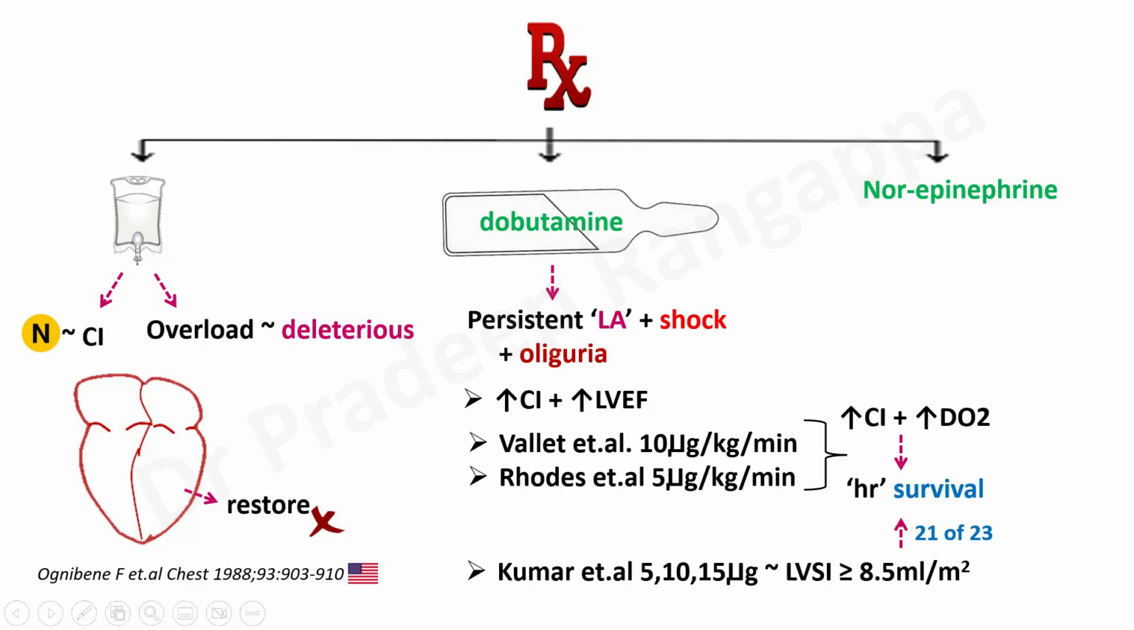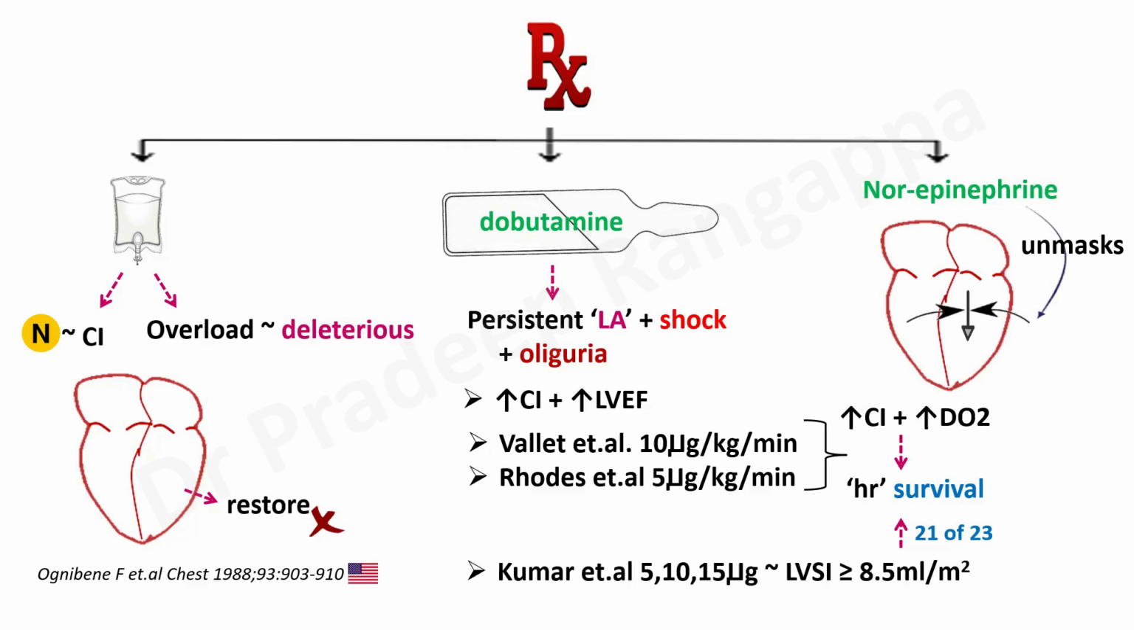And Kumar et al. used 3 doses: 5, 10 and 15 micrograms. In his study, he pointed out that improvement in the left ventricular stroke index of more than 8.5 ml per meter squared led to good outcomes. So 21 out of 23 patients survived where the left ventricular stroke index improved by 8.5 ml per meter squared. So dobutamine seems to have some role in septic cardiomyopathy, improving cardiac function and outcomes based on these 3 studies. And norepinephrine, as I said, is something that you would be using in all sepsis patients.